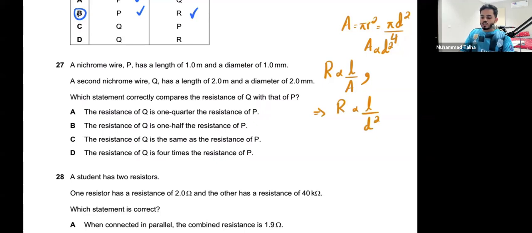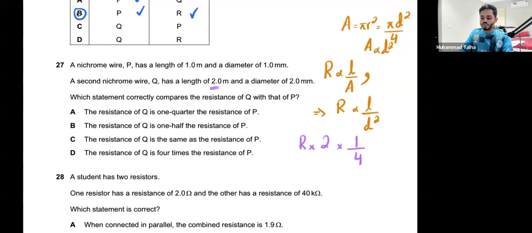so what I can say is that resistance is proportional to length and inversely proportional to the square of the diameter. Because of the length, because it's direct proportion, if length doubles, resistance also doubles. But because it's inversely proportional to the square, this means that if the diameter doubles, the resistance would decrease by a factor of 4. So it would become 1/4 of what it actually is.